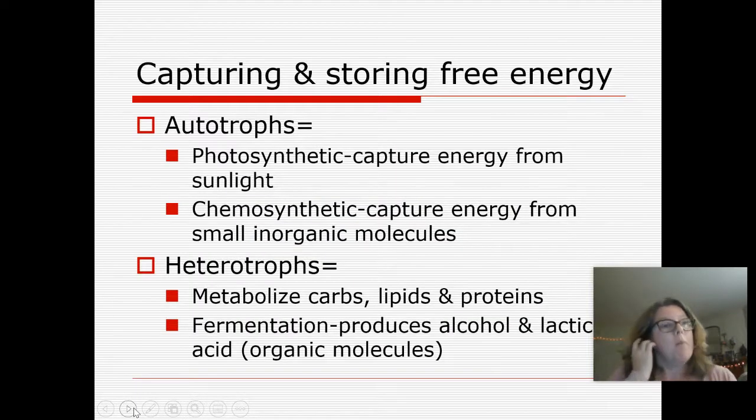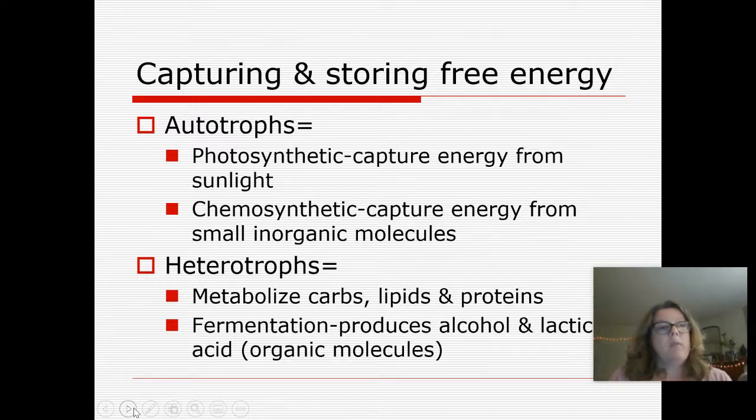All right. So in terms of capturing and storing free energy, autotrophs fall into several categories. The one you're most familiar with is the photosynthetic autotroph, right? That can capture energy from sunlight. But there are also, don't forget, the chemosynthetic organisms that are able to use hydrogen sulfide instead of light. The hydrogen sulfide that's in the hydrothermal vents at the ocean bottom, and can actually break the bonds in that hydrogen sulfide and use that energy to catalyze reactions very similar to photosynthesis.